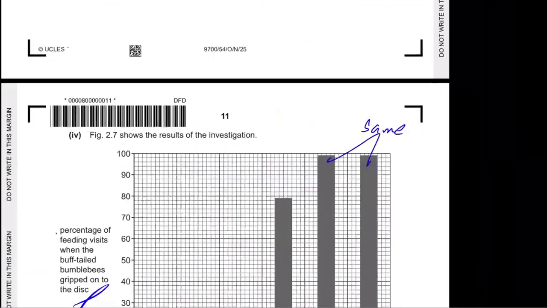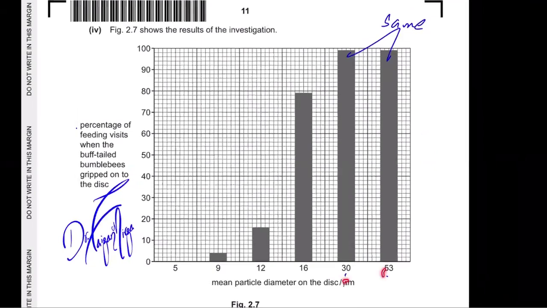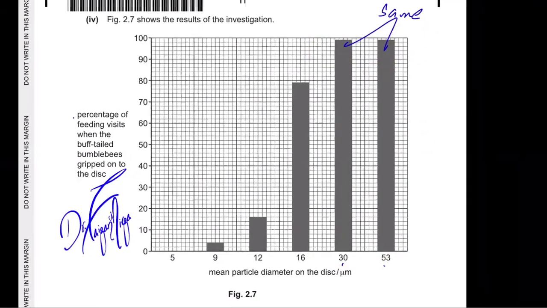Okay. The results are shown. Mean particle diameter is increasing. When it's increasing, the feeding visits of gripping change. And eventually for 30 and 53, it is the same. There is no change there.